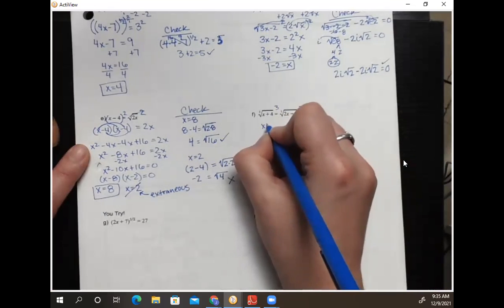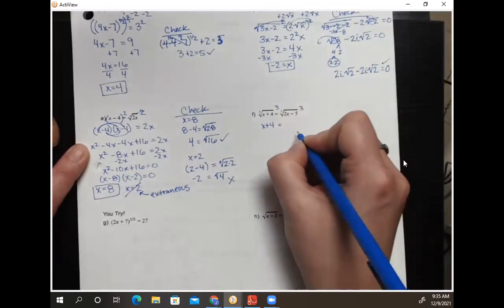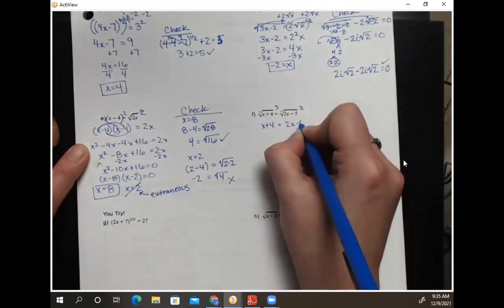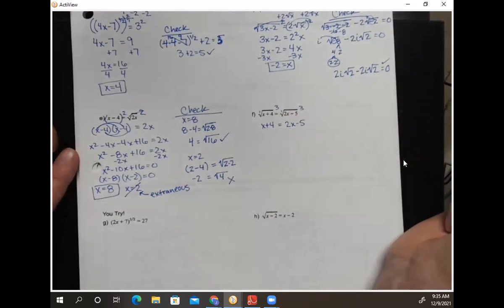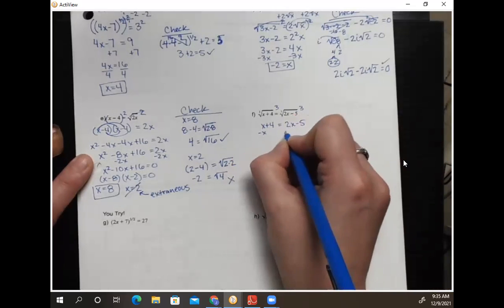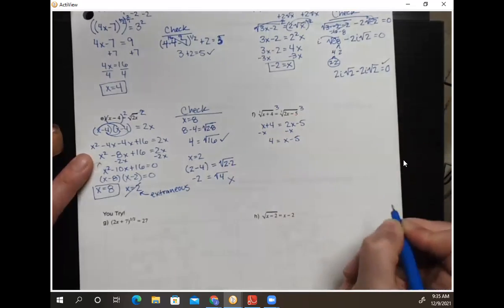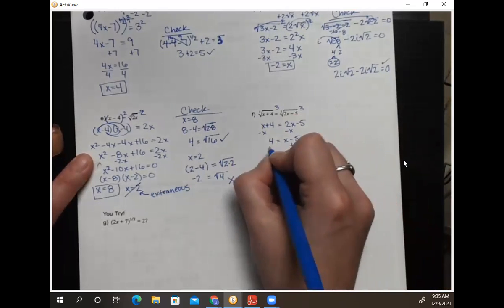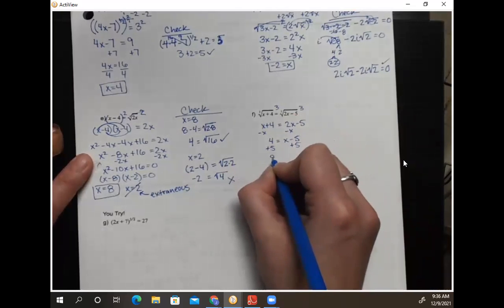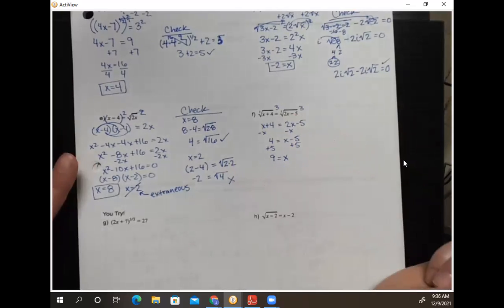So this is x plus 4 equals 2x minus 5. And we're down to something linear here. So I'm going to move my x's to the same side. I get 4 equals x minus 5. And then get x by itself by moving that 5 to the other side. And I get x equals 9.